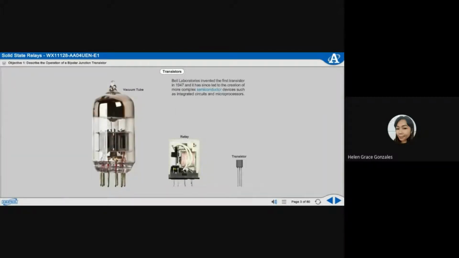Bell Laboratories invented the first transistor in 1947, and it has since led to the creation of more complex semiconductor devices, such as integrated circuits and microprocessors. Transistors are smaller, use less energy, and operate faster than the vacuum tube and mechanical relay devices that preceded them. Shown is a comparison of the three devices.